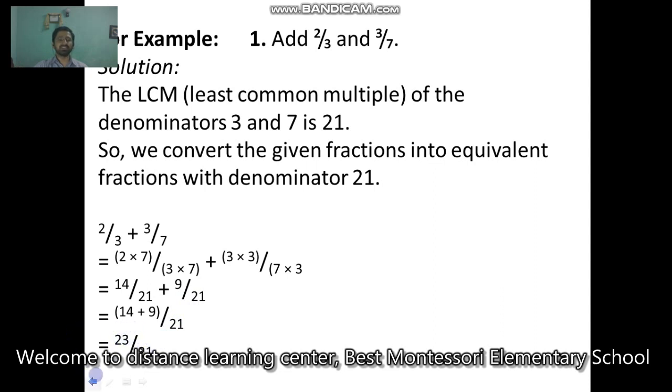Now this is an improper fraction. We can convert it into a mixed fraction also. In the previous video we talked about how to convert improper fractions into mixed fractions.